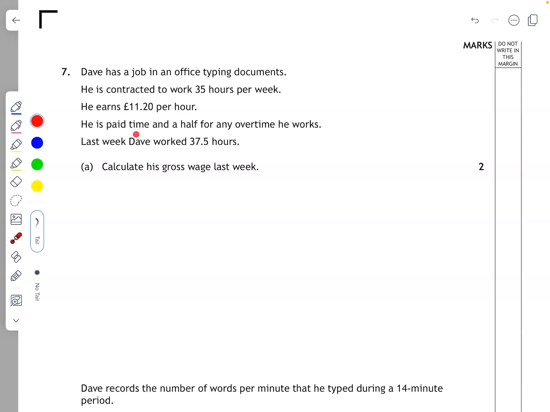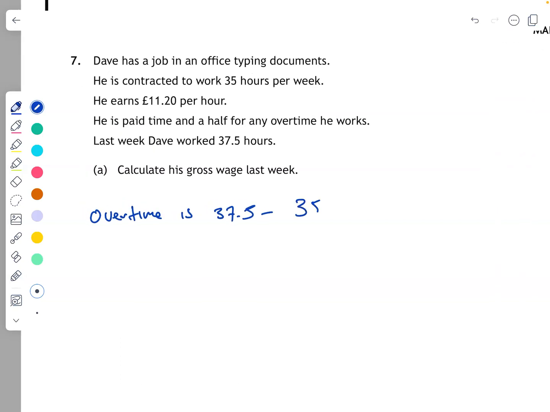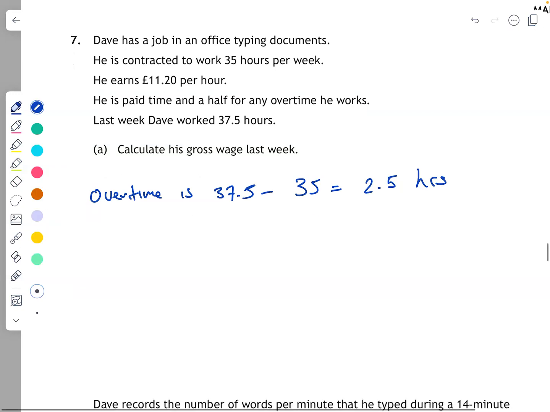Because he gets paid time and a half for any overtime, and he works 37.5 hours in total, but he's contracted for 35 hours, how much overtime does he do? So the overtime, first of all, is 37.5 minus 35, which is 2.5 hours. I will one day learn how to do a 5 properly. There we go.